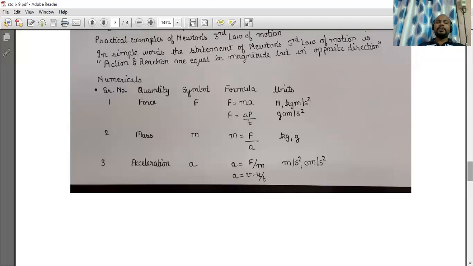The second quantity is mass. It is denoted by small m. M is equal to F upon a. The unit is kg and gram. The third quantity is acceleration, which is symbolized by small a. The formula is a equal to F upon m, or a equal to v minus u upon t. Its unit is meter per second square and centimeter per second square.